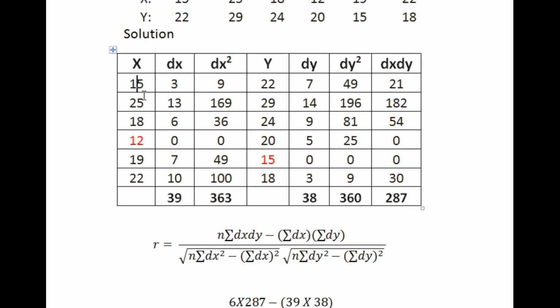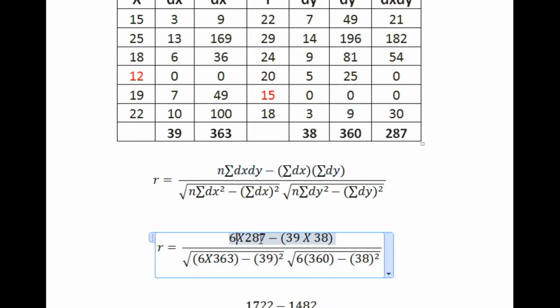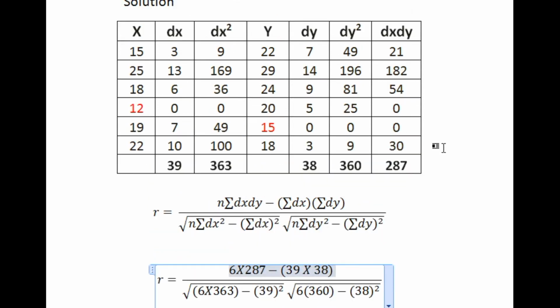What is the total number of observations? 1, 2, 3, 4, 5, 6, a six-number question. So n is 6. The total of dx dy is 287. What is the summation of dx? 39. What is the summation of dy? The summation of dy is 38.